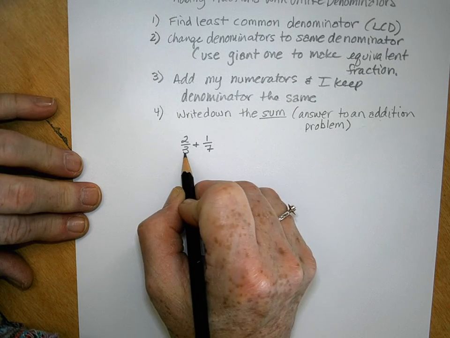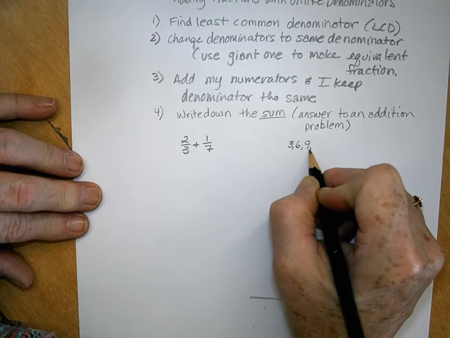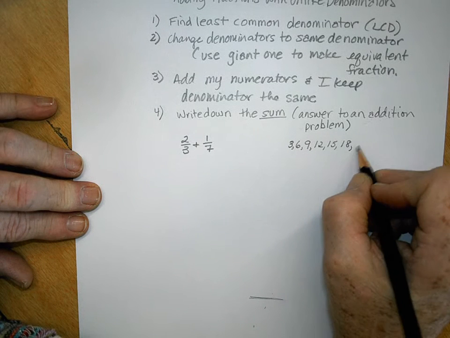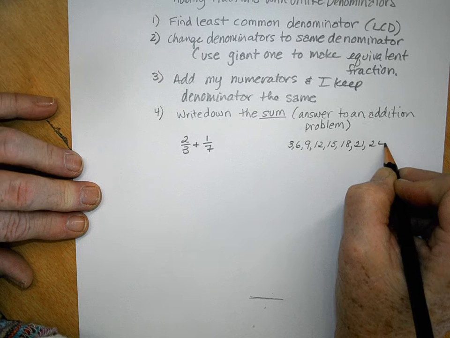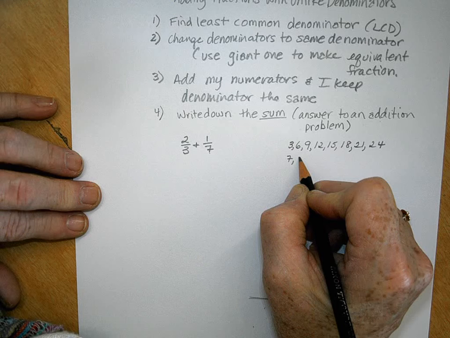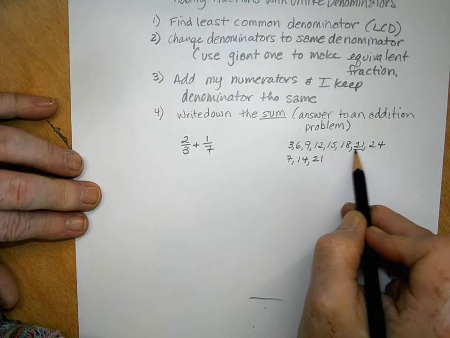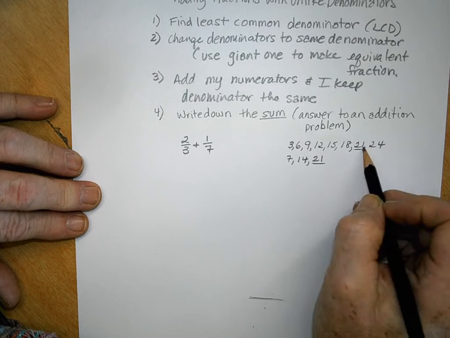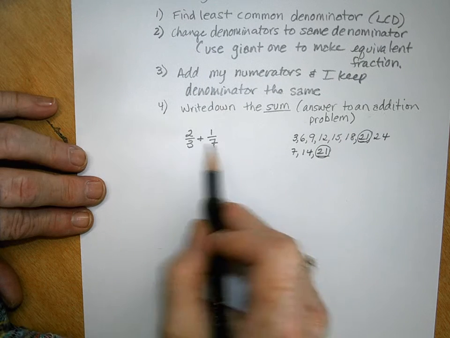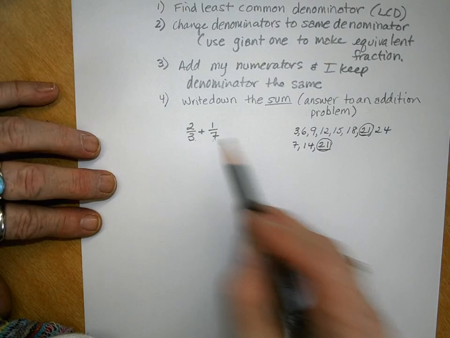So I'm going to write down the multiples of 3. 3, 6, 9, 12, 15, 18, 21, 24. I'm going to write down the multiples of 7. 7, 14, 21, until I come to a number that's the same in both. This is my least common denominator. So in this case, it's 21. One way to find that is by just multiplying these two together. That will also give you a least common denominator, although sometimes it can be smaller.